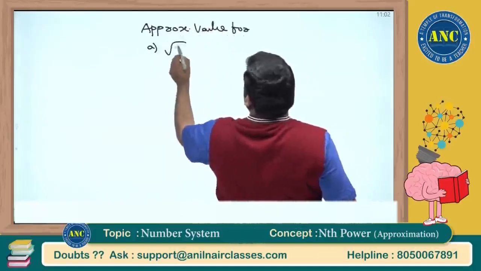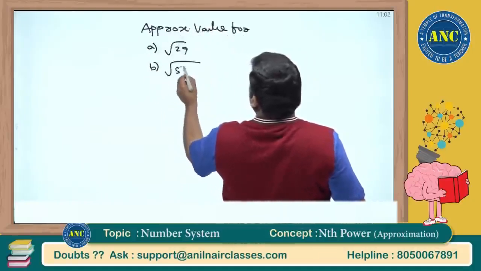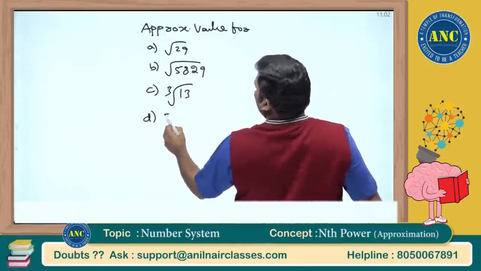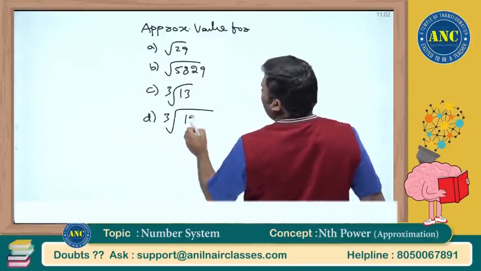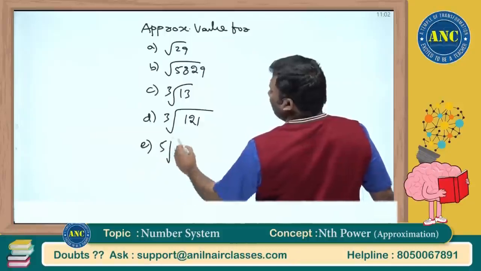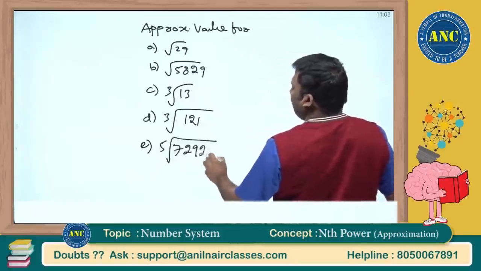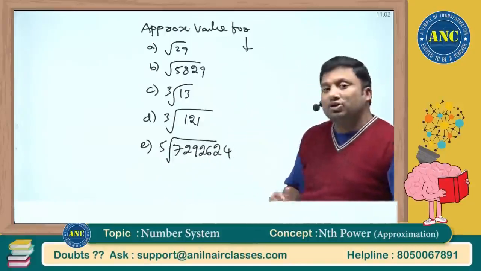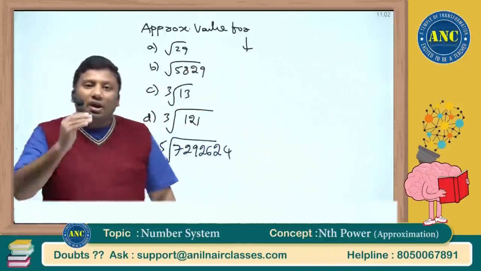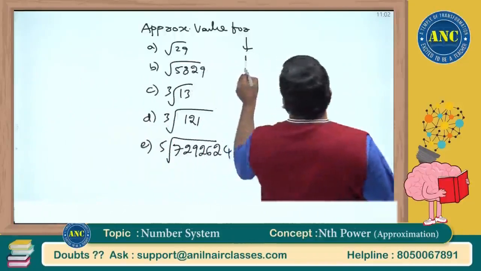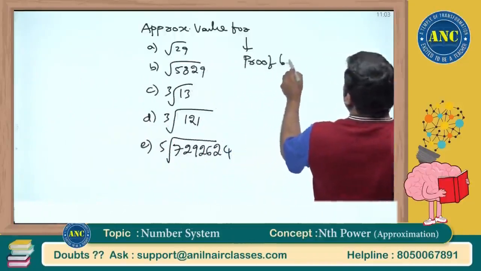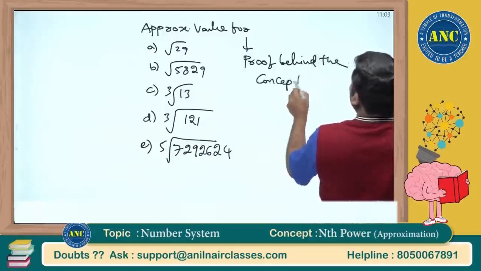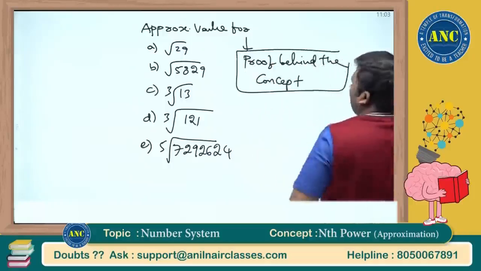How to find the approximate value for square root of 29, square root of 5829, cubed root of 13, cubed root of 121, fifth root of 7292624. How to find out the approximate values for non-perfect squares, non-perfect cubes, and non-perfect fifth powers with complete proof behind the concept. At the end of the class, you will be able to explain the reason behind why that concept is used.